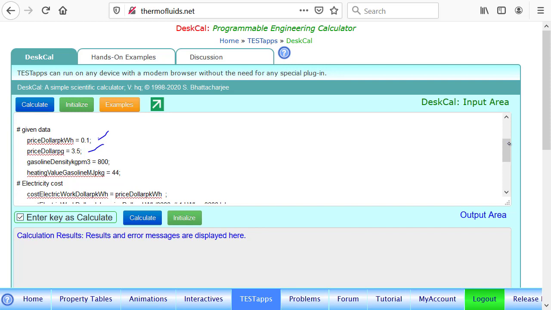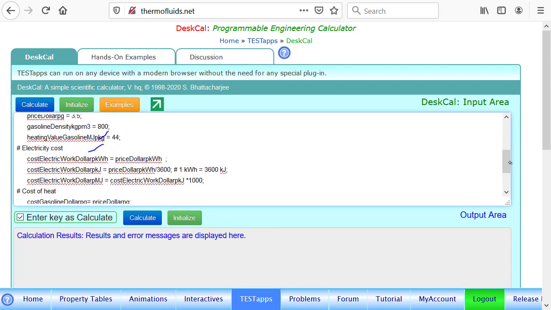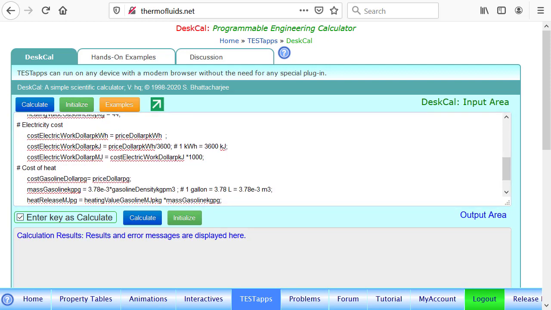So let's see the electrical cost. That is the cost of electricity per million joule. How do you do that? Cost of electric work per kilowatt hour is given to us. Basically, I'm just equating the two variables. So if you know the per kilowatt hour price of electricity, a kilowatt hour is basically 3600 kilojoule. Notice that a hash mark means a comment line. So this is a comment line, here's a comment line, and here's a comment at the end of a statement. Every statement ends with a semicolon.